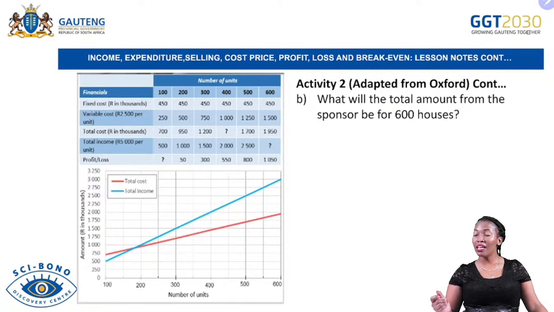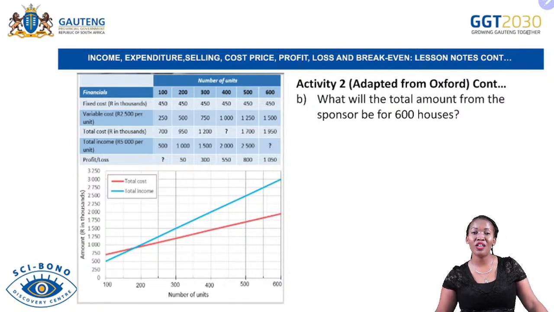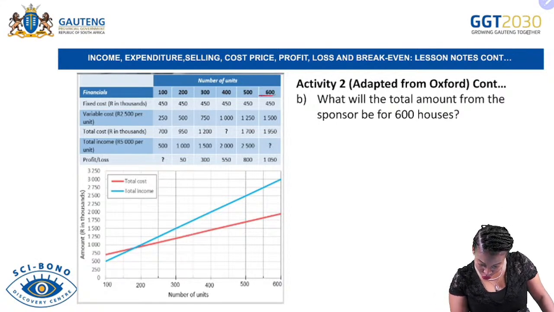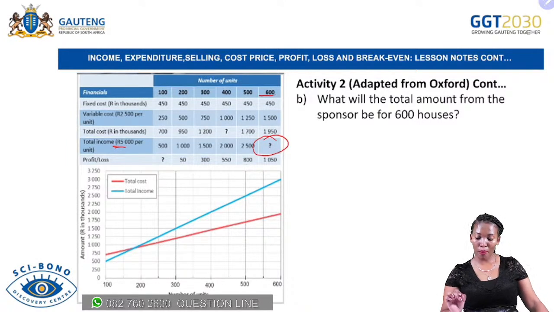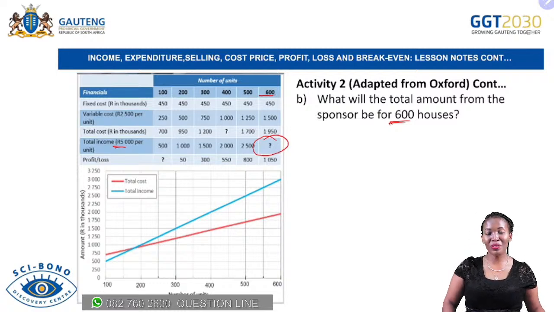As soon as you are done, please send through the answers on our WhatsApp line, which is 082-760-2630. The question is, what will the total amount from the sponsor be for 600 houses? So for 600 houses, we want to know how much the sponsor will have to pay if they are paying 5,000 per unit. How much will they pay for 600 units? Guys, you have 1 minute. Do this one quickly, and when I come back, we will discuss it and you can compare your answers.